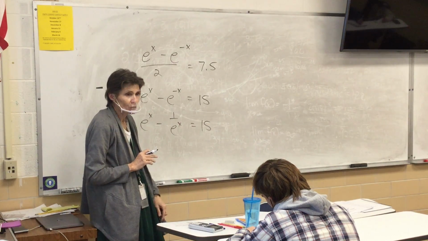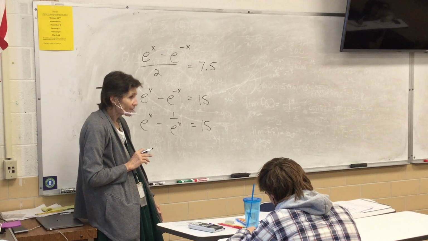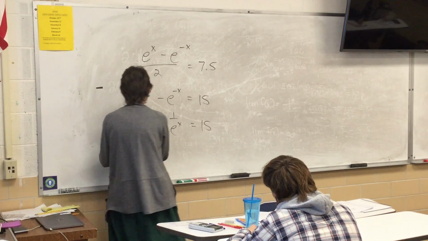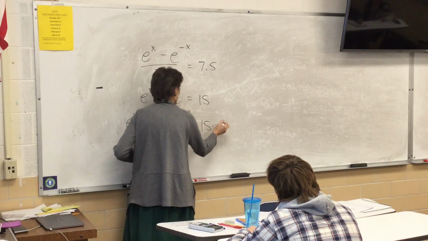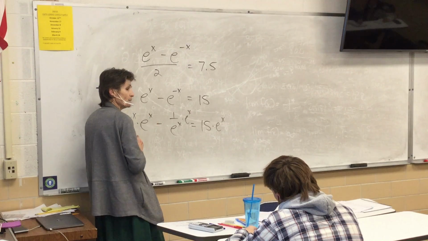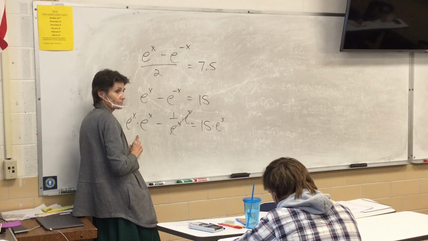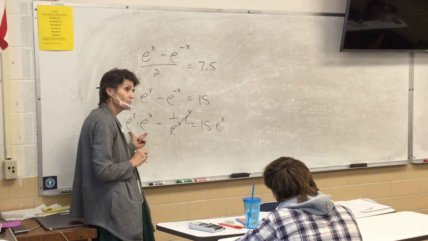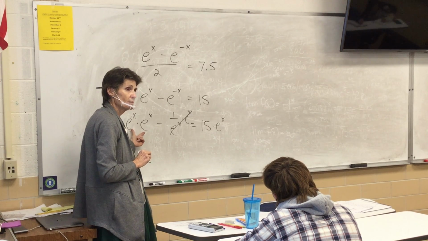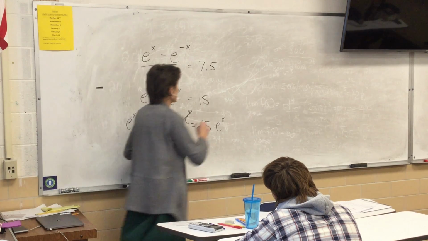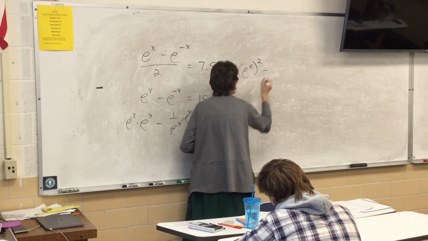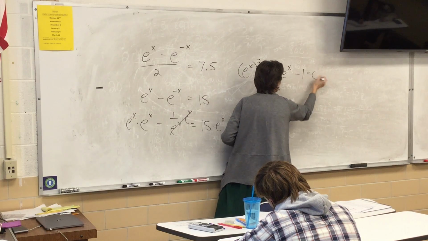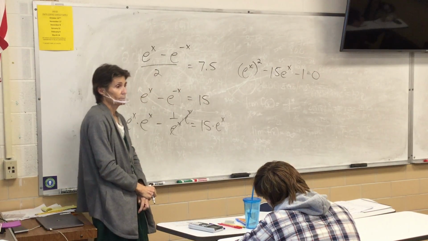Now look, I have another fraction, don't I? So I'm going to get rid of that fraction. So what will I multiply by this time? E to the x. So I'm going to multiply everything by e to the x. Now why did we do that? So that that's gone, right? So what's this? You gotta have your thinking cap on. What's something times itself always? The thing squared. So this is e to the x squared. I'm going to go ahead and subtract the 15 e to the x minus 1. Everybody follow all that?